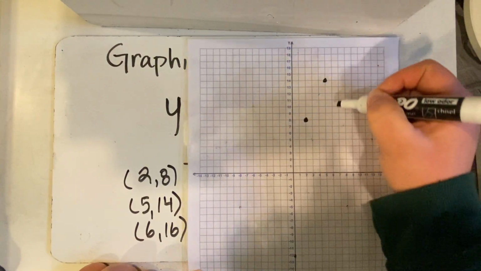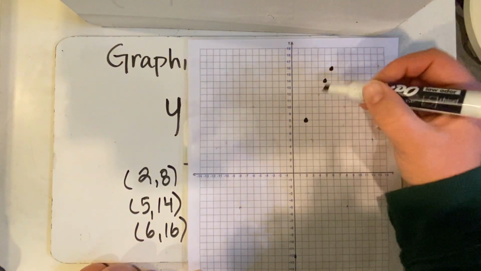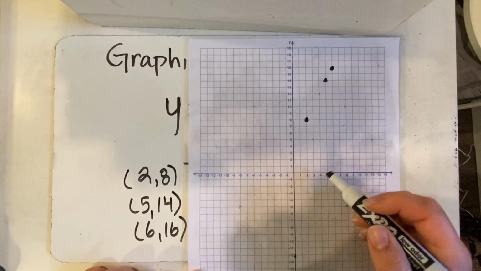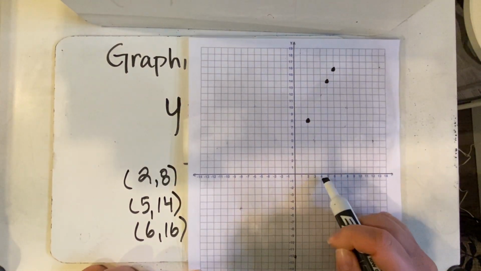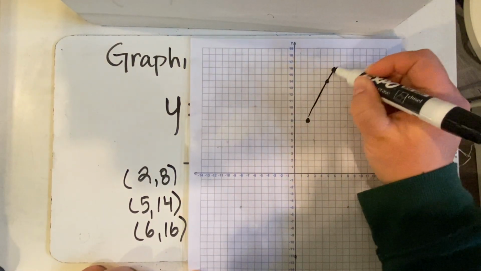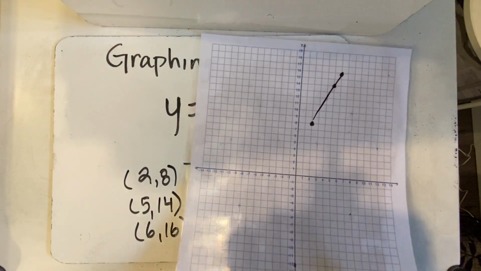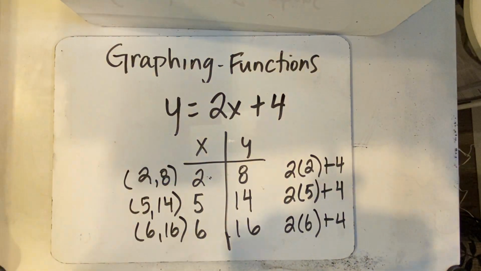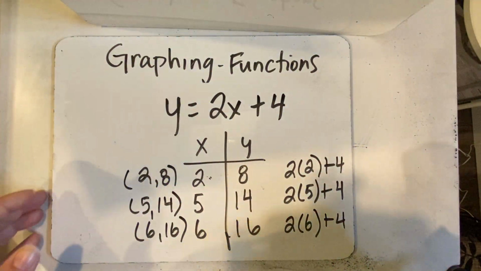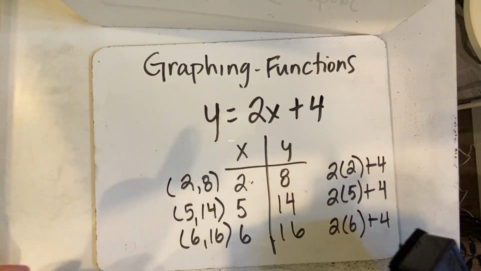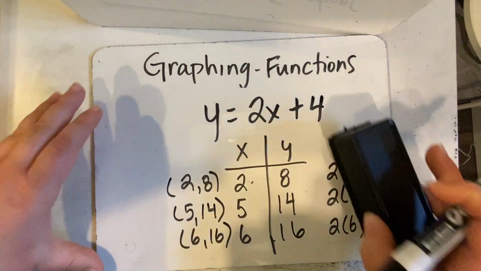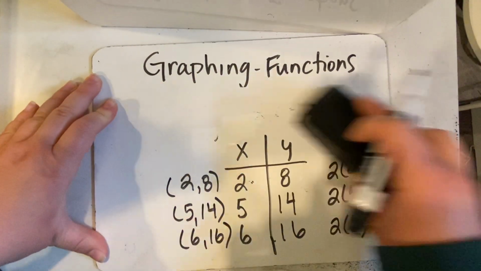And then I have 6, and I go all the way up to 16. So again, you can see, even though I have a gap, I didn't find the 3 and 4 values, you can still see that it can be connected as a line. So that's a linear function. In later grades, you will see things that are not linear. You'll see things like circles, ellipses, which is like an oval, and different shapes.